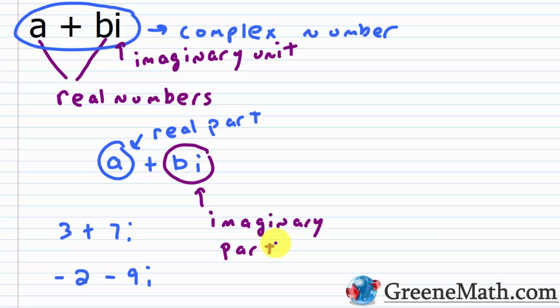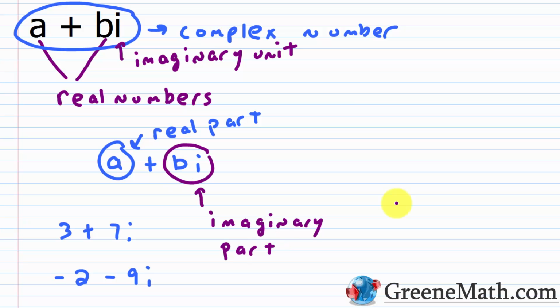Now, some textbooks will differ on this. They'll only call b the imaginary part. So you just need to be aware that from textbook to textbook, from teacher to teacher, they might say something different. But generally just go with whatever your teacher or your textbook is saying. So it's either that bi is the imaginary part or just that b is the imaginary part.